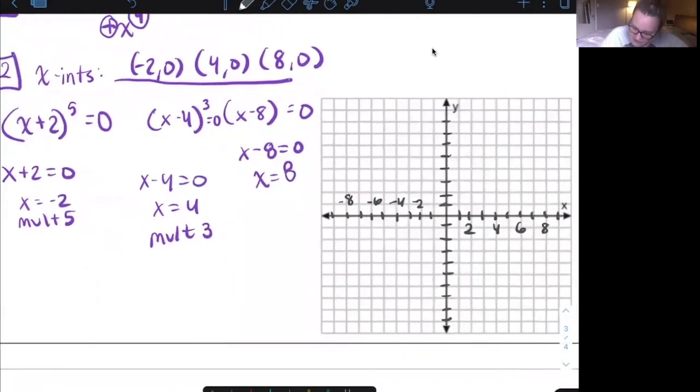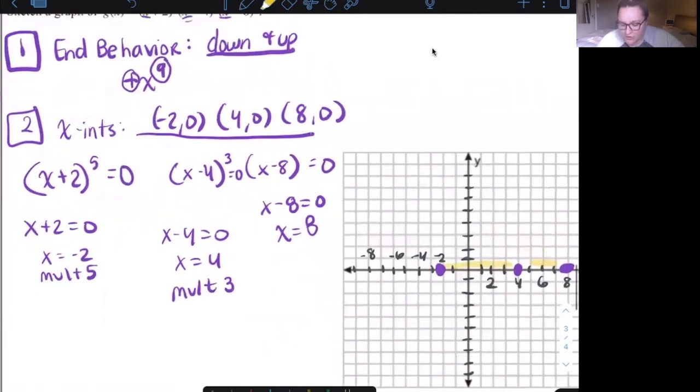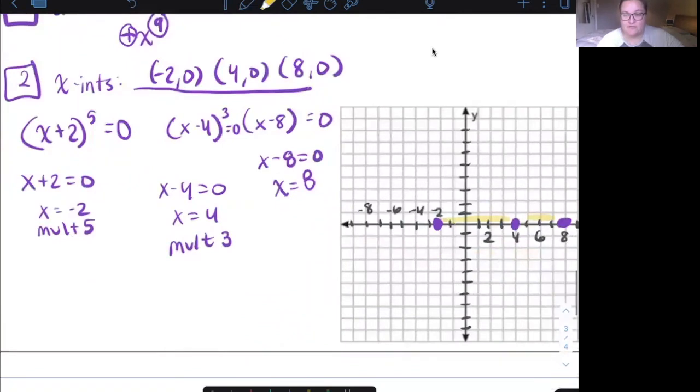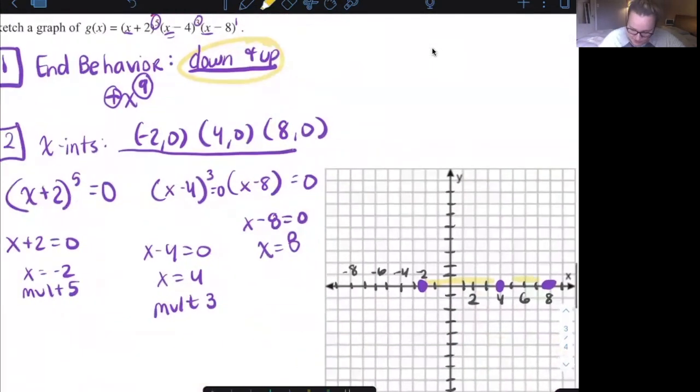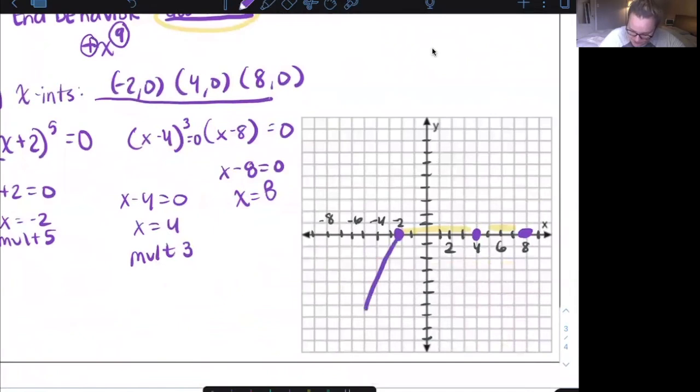So let's graph (-2, 0), (4, 0), and (8, 0). So we've got to figure out what's happening between these x-intercepts. We already know what happens to the far left and the far right. We know that our graph goes down and up. So to the far left, it's going to go down. To the far right, it's going to go up. And we need to figure out what happens in between.